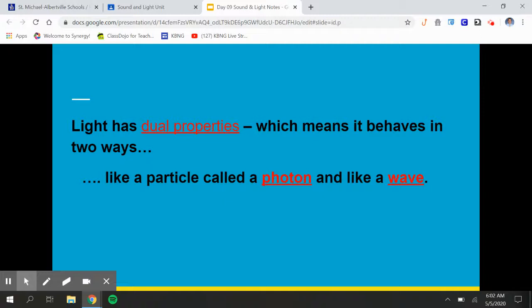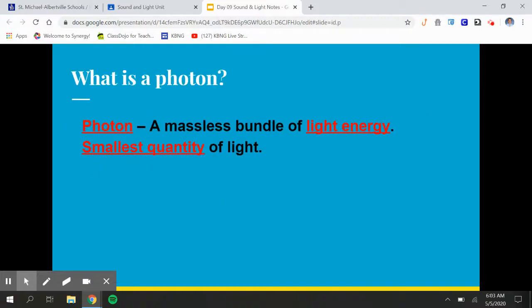It's a little bit tricky and it's not completely understood at our level what light really is, but it can act like a particle that we call a photon. So it can act like one little piece of light. It can also act like a wave that just moves up and down, up and down, up and down.